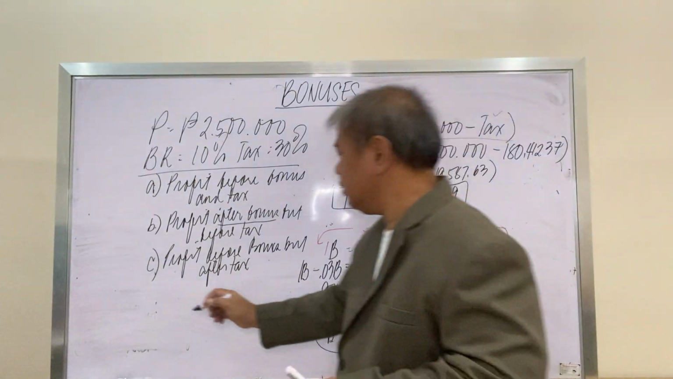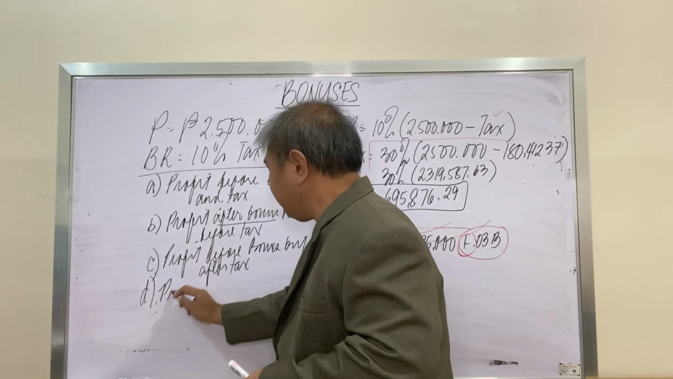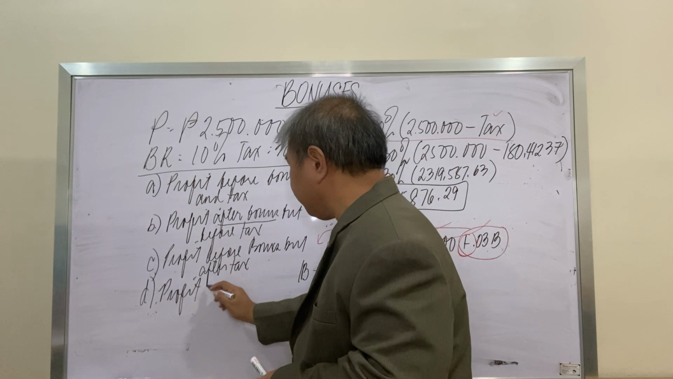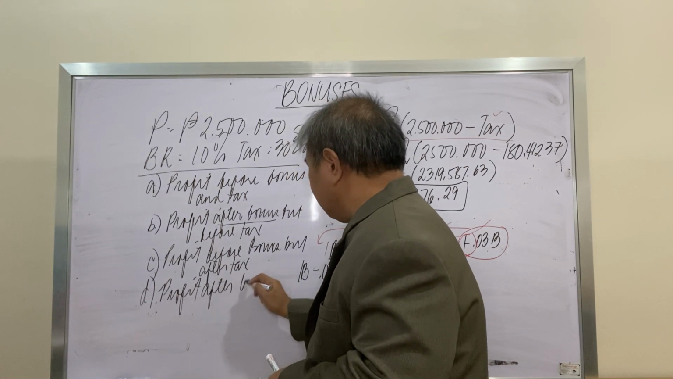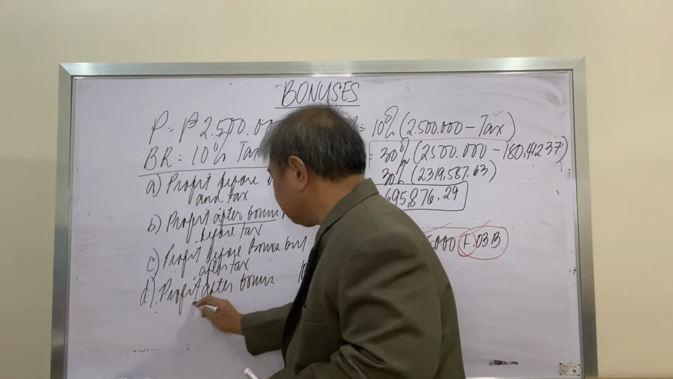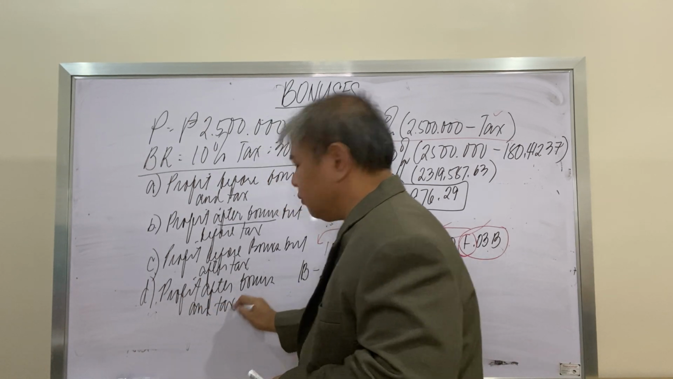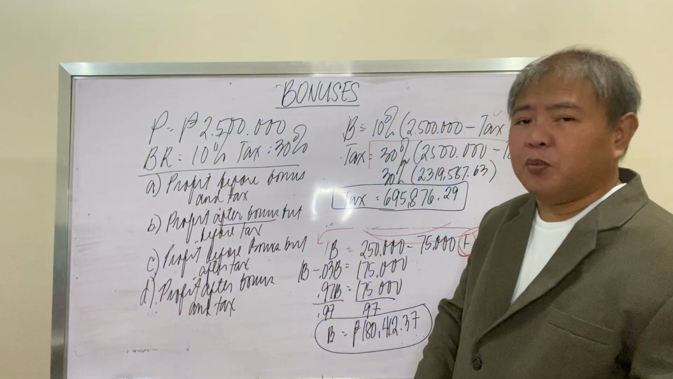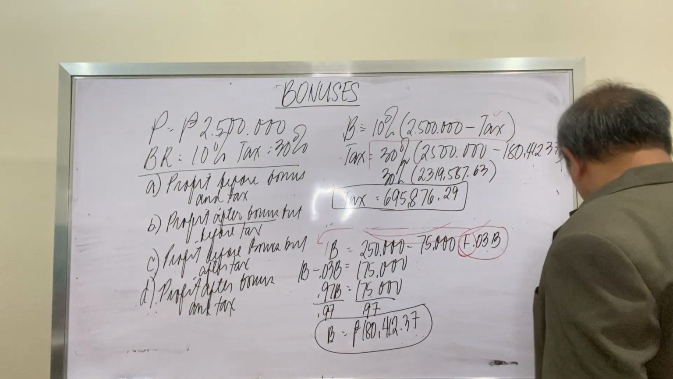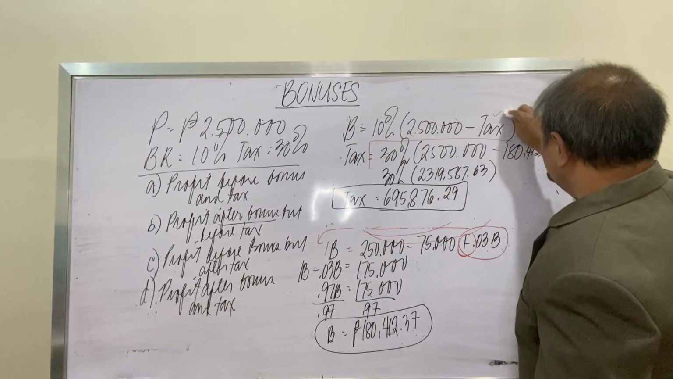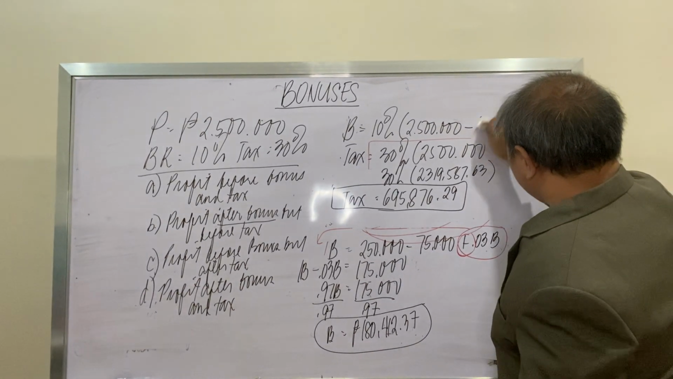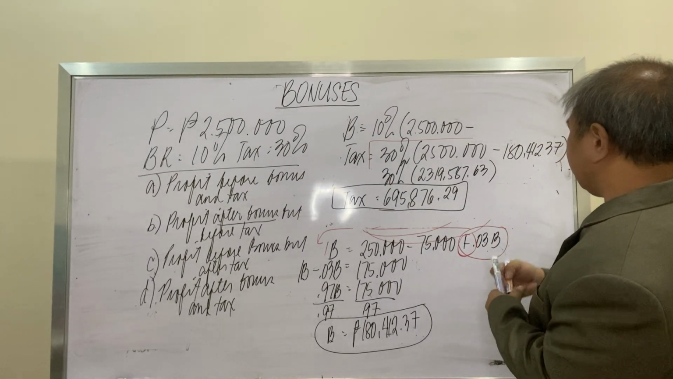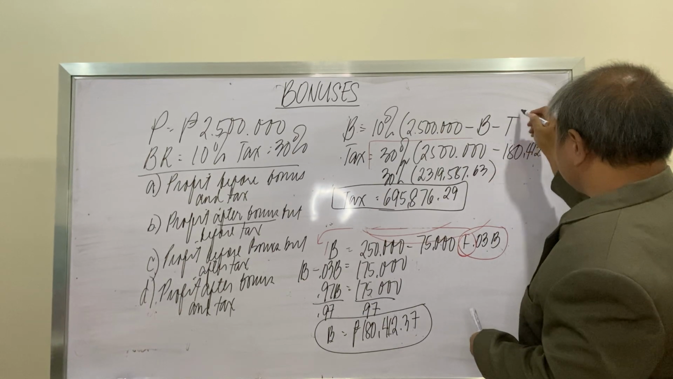The last one is that bonus is based on profit after the bonus and tax. Okay, so bonus is based on profit after the bonus and the tax. So we have to change our formula here to add also the bonus, because after bonus and after tax, so minus the bonus and minus the tax. Bonus less tax. Okay?